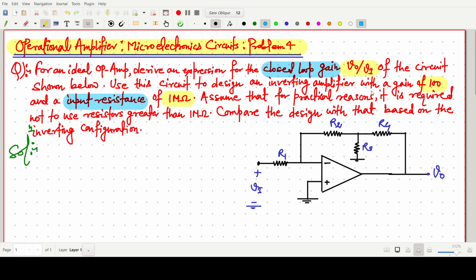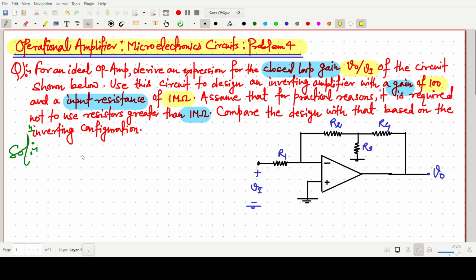Derive the expression, with the gain 100, and we have to assume that the maximum resistance value will be 1 mega ohm. We cannot take a resistance value greater than 1 mega ohm, so we have to find the values for R2, R3 and R4. Finally, we have to compare the design with the traditional inverting configuration, which we will solve in this video.